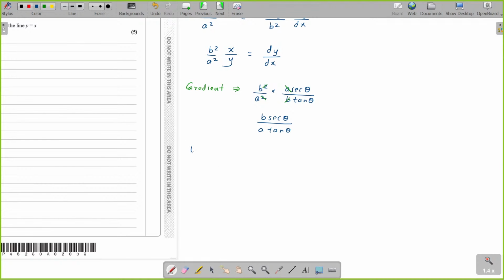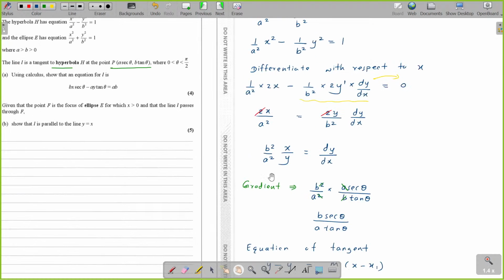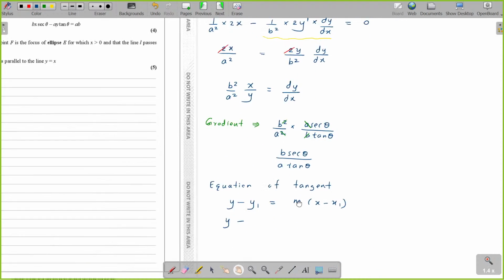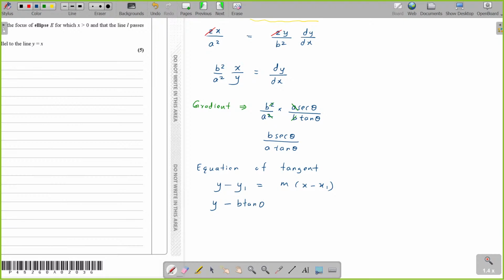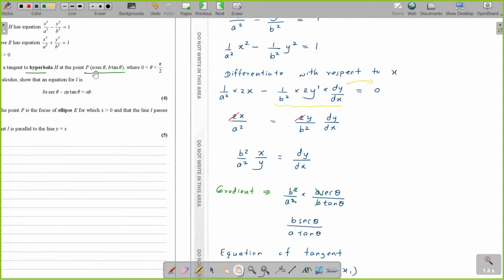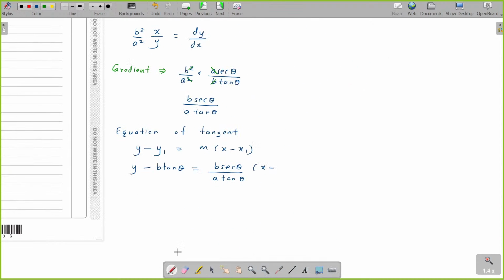Okay, so now let's go for the equation of the tangent. Should be easy, right? The equation of tangent is going to be, always I will use the technique we learned in P1, y minus y1 equals gradient times x minus x1, right? So what are y1 and x1? They are the point that your tangent passes through. The tangent passes through point P, a sec theta, b tan theta. So y1 is going to be b tan theta, gradient is b sec theta over a tan theta. So if you have any questions, you can ask, okay? Into x minus x1, and x1 was a sec theta.